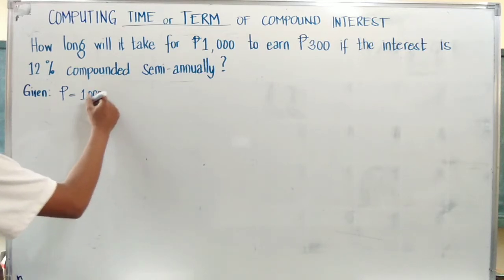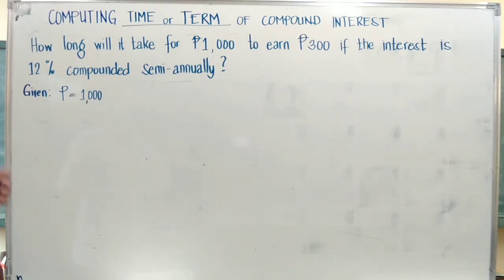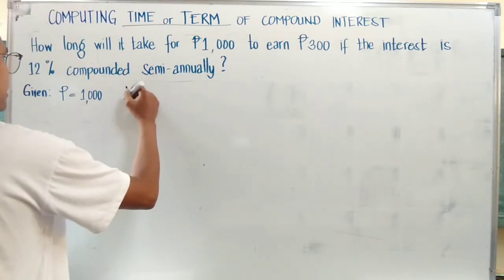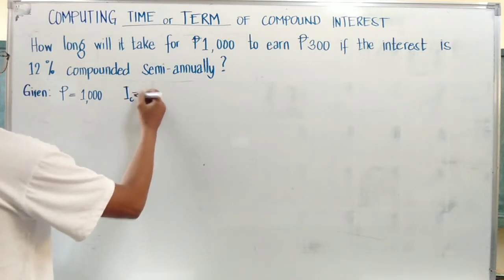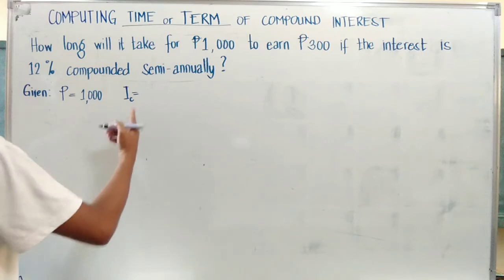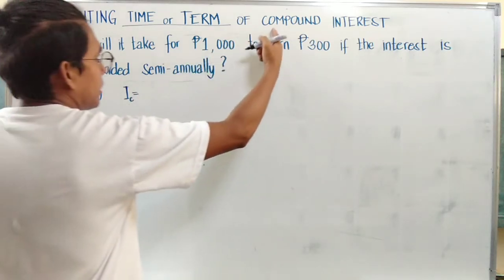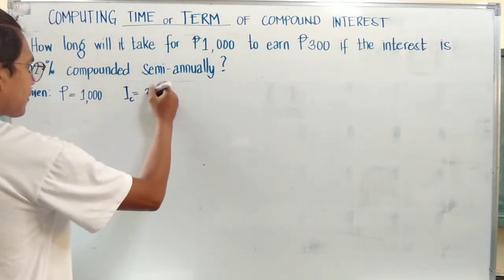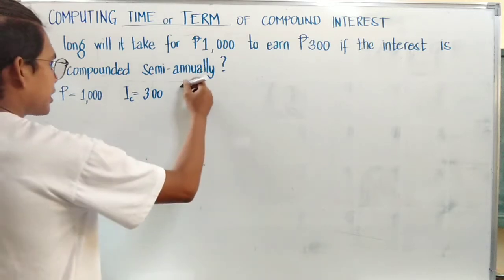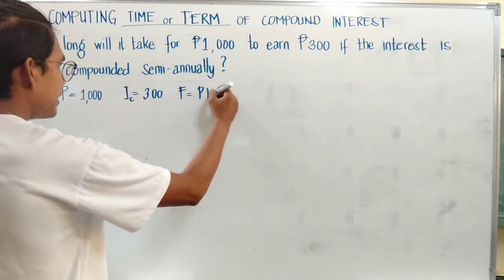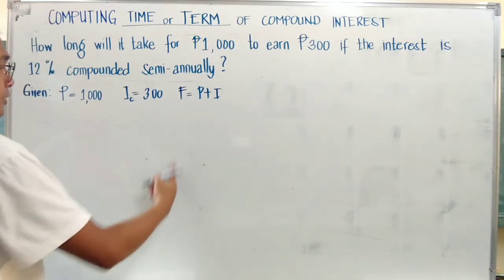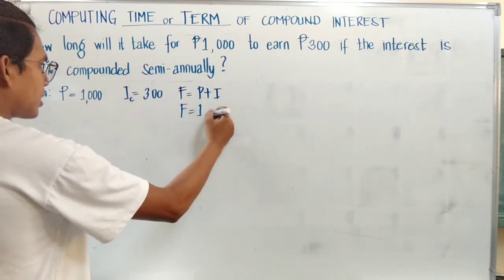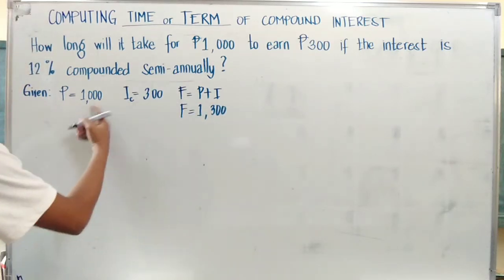Okay. Example, you have loaned or invested 1,000 pesos. Then it will earn 300. So the earning of that principal is your interest. To be specific, we are dealing with compound interest, so it will be denoted by I sub C. So we have 300. Then using your common sense, F is equal to P plus I. This is the future maturity value equals the principal plus the interest. So we have F is equal to 1,300 from these two.